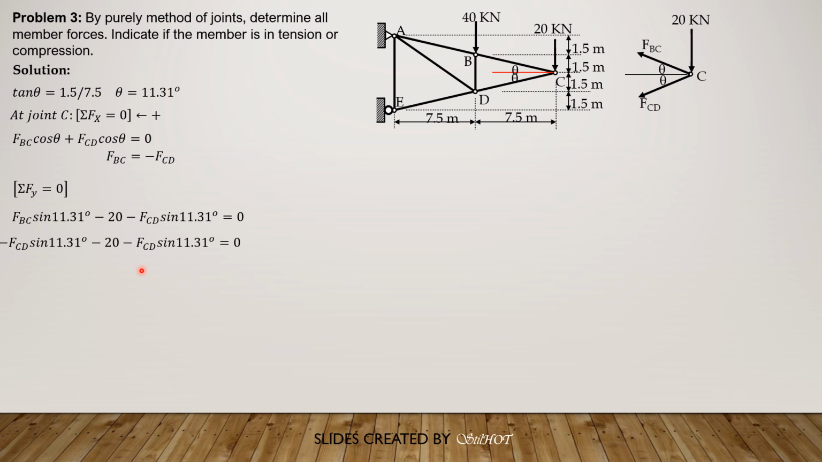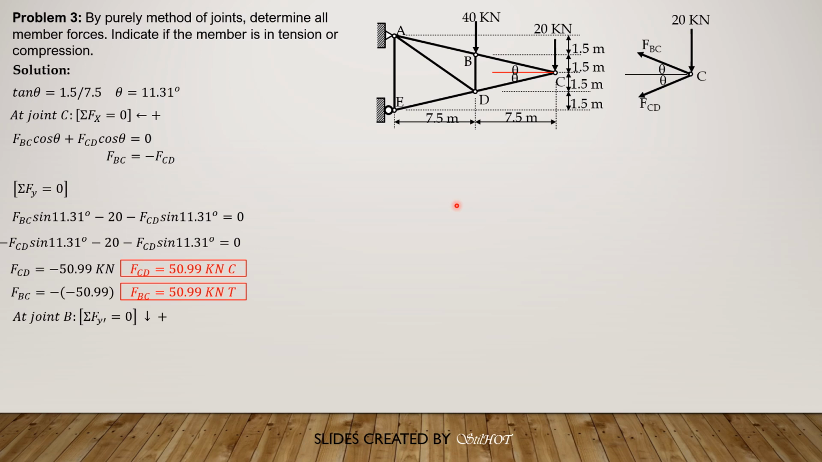So we can now compute FCD using your calculator. So F sub CD is equal to negative 50.99 kilonewtons. So that means FCD is a compression member. So 50.99 kilonewtons compression. Then FBC is the negative of negative 50.99. So FBC is 50.99 kilonewtons tension. Then we proceed to joint B.